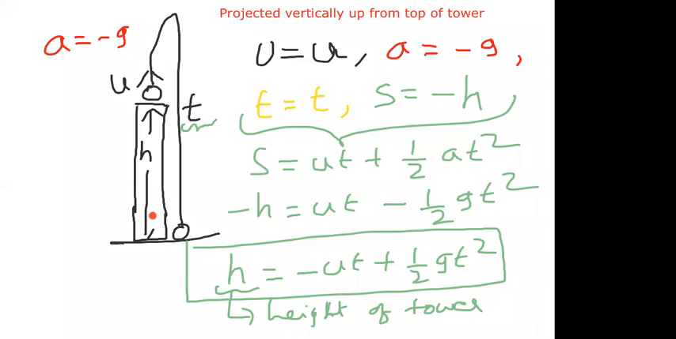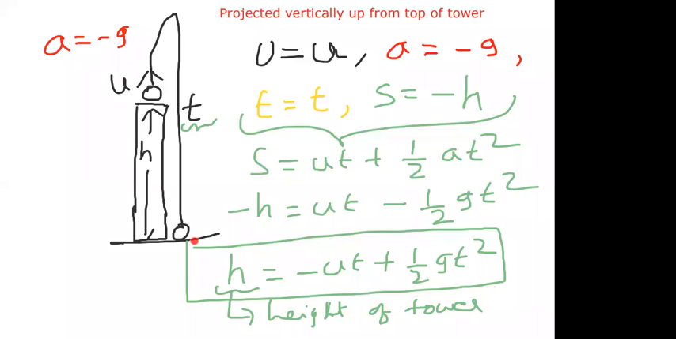Remember, displacement is taken as negative because displacement always means shortest path between initial to final. This is initial, this is the final. Shortest path means down, as the body is projected up. Body projected up, we are measuring the displacement down. So we are taking it as negative. So I have written it as minus h. And finally, I got the height of the tower formula as h equal to minus ut plus half gt square when our body is projected vertically up. This is the first situation.